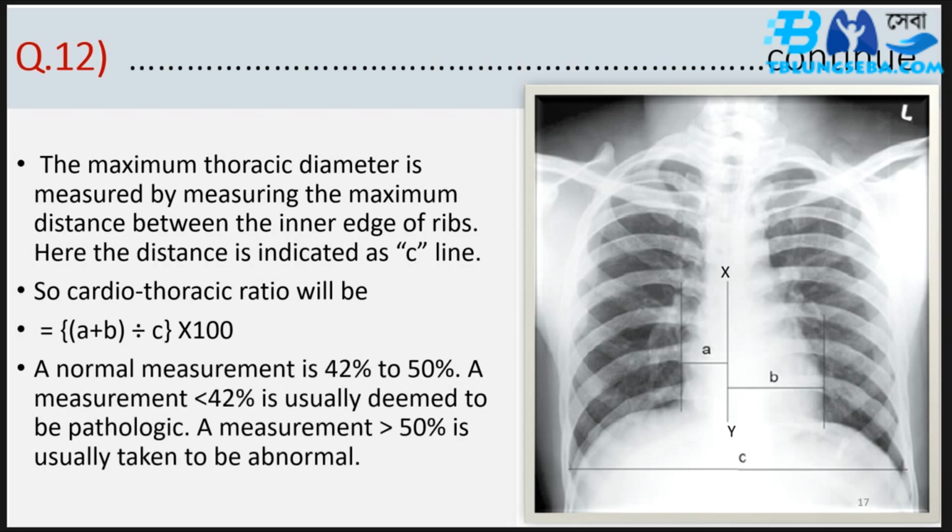A normal measurement is 42% to 50%. A measurement less than 42% is usually deemed to be pathologic. A measurement greater than 50% is usually taken to be abnormal.